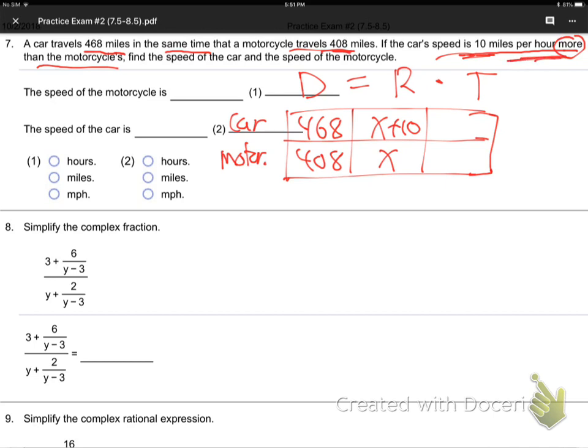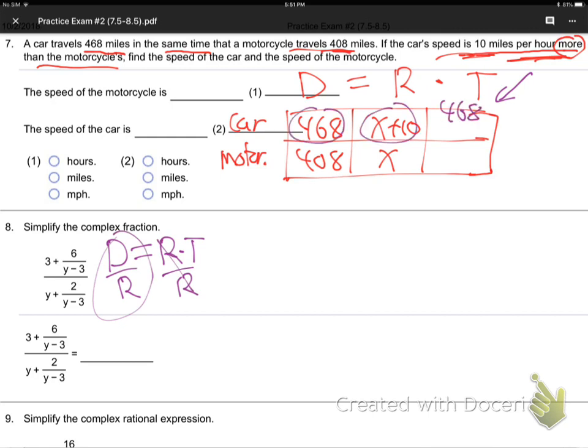So how do we get the t boxes now? Well, remember when you have the relationship d equals r times t, and you want t, that's what I want. I want those two boxes that are under t. How do you solve for t? Divide by r. T is d over r. So d over r. 468 over x plus 10. D over r. 408 over x.